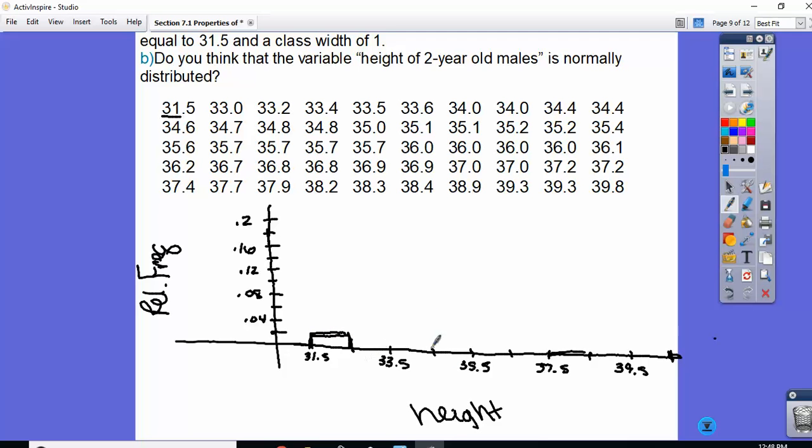Okay, being between 32.5 and 33.5, I have 4, so 4 out of 50, if I want the relative frequencies, would be 0.08. Then 33.5 and 34.5, we get 5. Do you guys all know how I'm getting my relative frequency? The number divided by 50, so that's just like your probability. So there is a 0.1, so 10% chance you fall in that group.